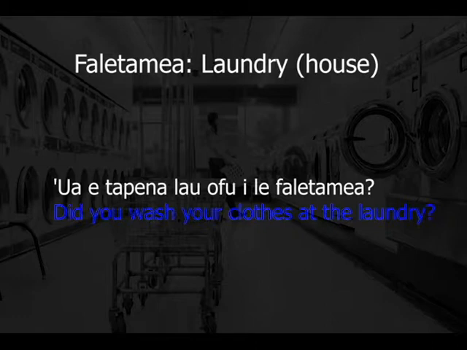Faletamea, laundry. O e ka pene la ofu ile Faletamea. Did you wash your clothes at the laundry?